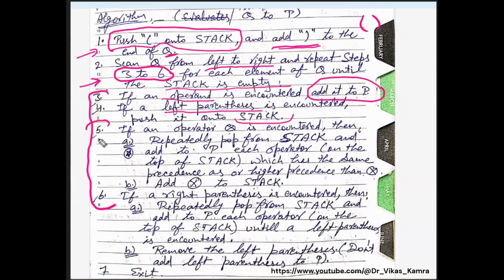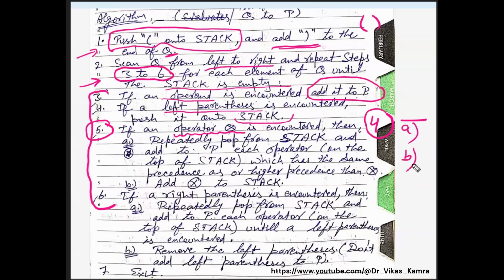Now, the operator case. This is the most important step of this algorithm. If you are scanning and an operator comes, say plus, minus, multiply, divide, then there are 4 cases. You need to remember the 4 cases in step number 5: Case A, case B, case C, case D. Very first case, if there is no operator already on top of the stack, you simply push that operator onto the stack. This is case A. If there is no operator on the stack, push that operator directly into the stack.